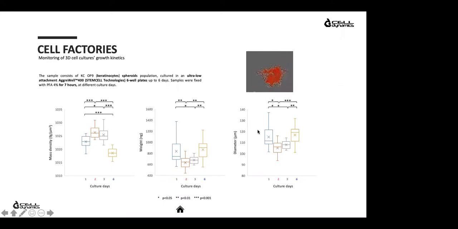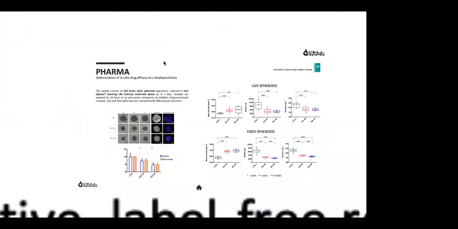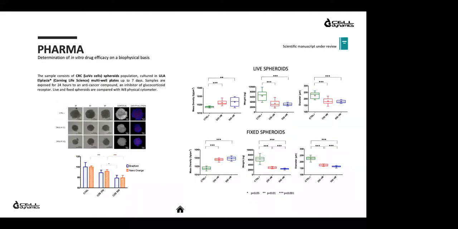So all this data could be really relevant also for monitoring the growth kinetics of 3D cell culture. And along with the protocol standardization, these physical parameters coming out from the weight cytometer can also be used as quantitative outputs for the quantification of in vitro drug efficacy on a physical basis.